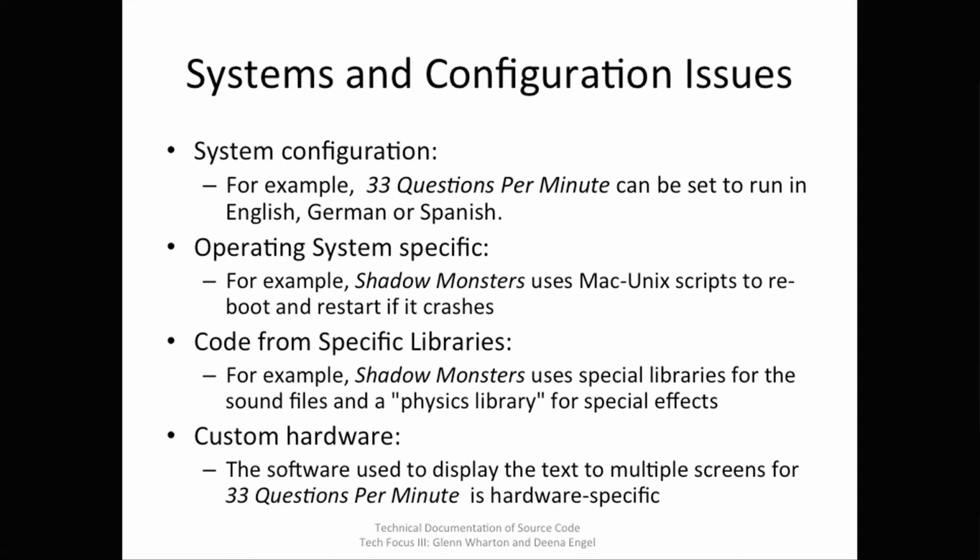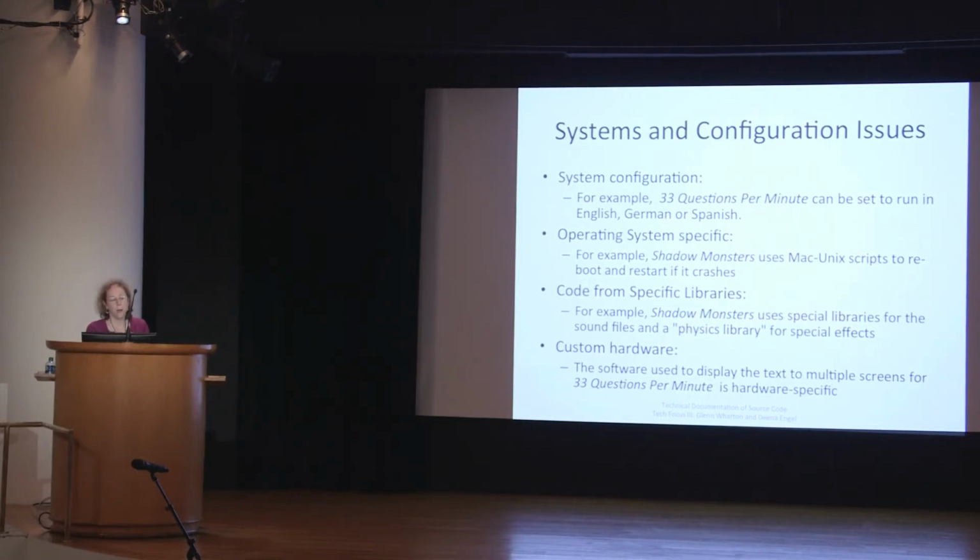Some of the decisions that are made are very clear when you start to document and look at the source code. 33 Questions per Minute, for example, can run in English, German, or Spanish. This language selection actually happens in the configuration file, in the code itself. What that means is that the artist could ship one executable or one set of files to any museum in the world, and whoever installed it had instructions to set that flag for the language. But it's one program.